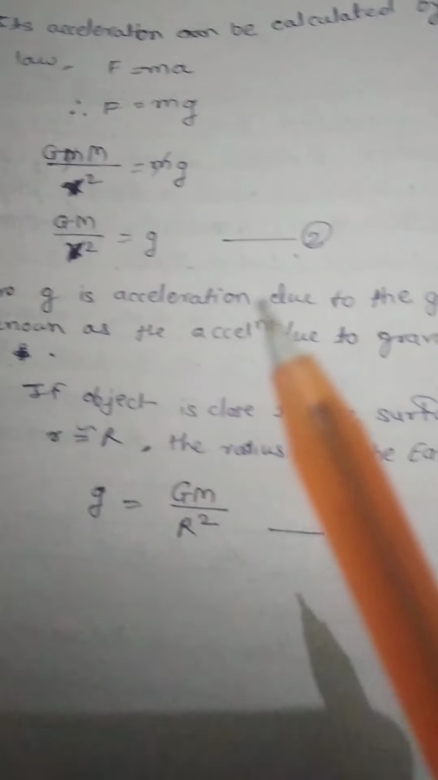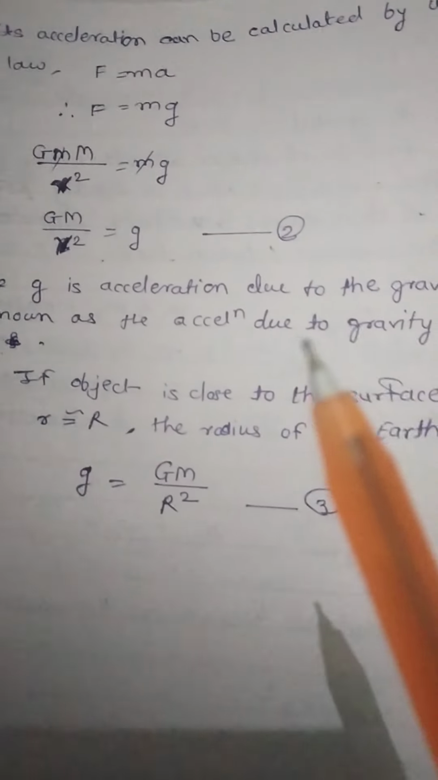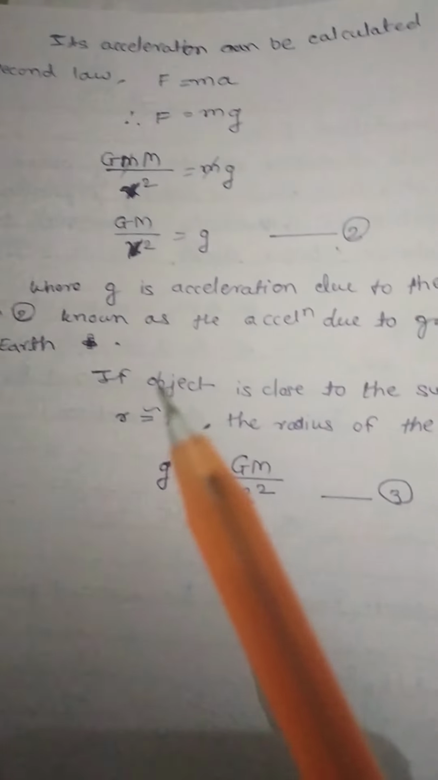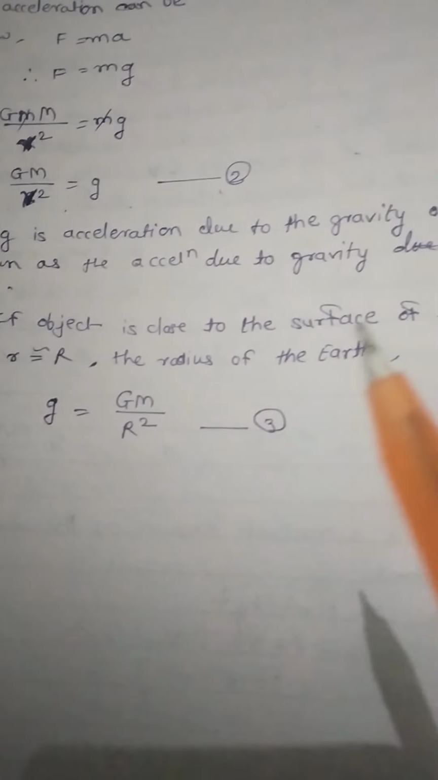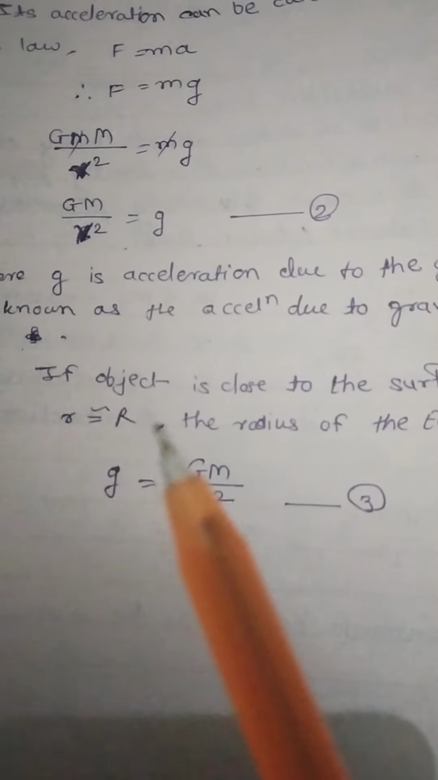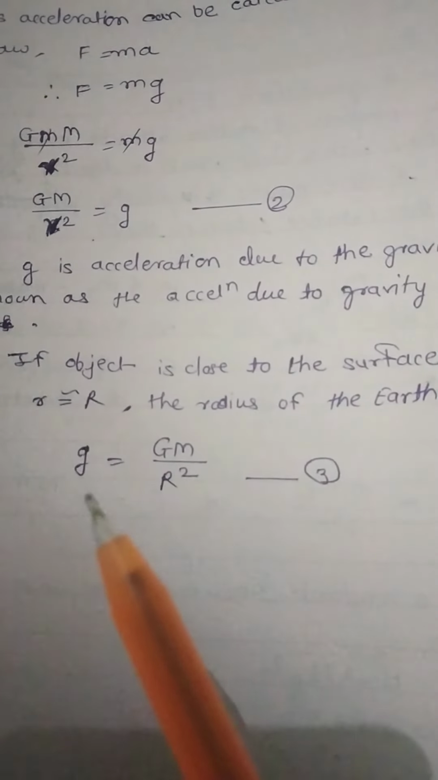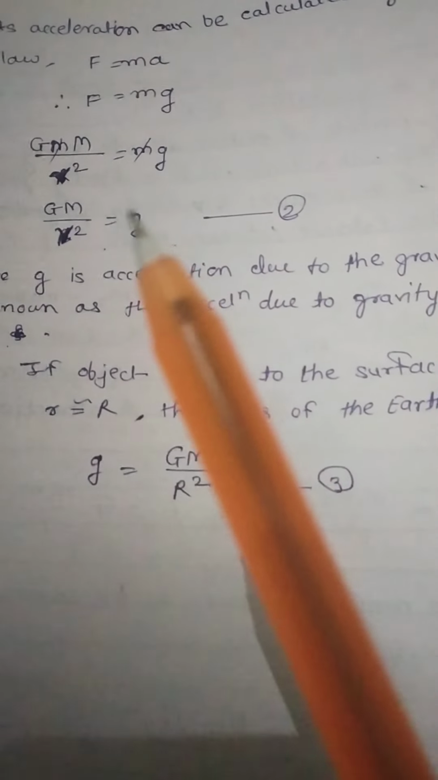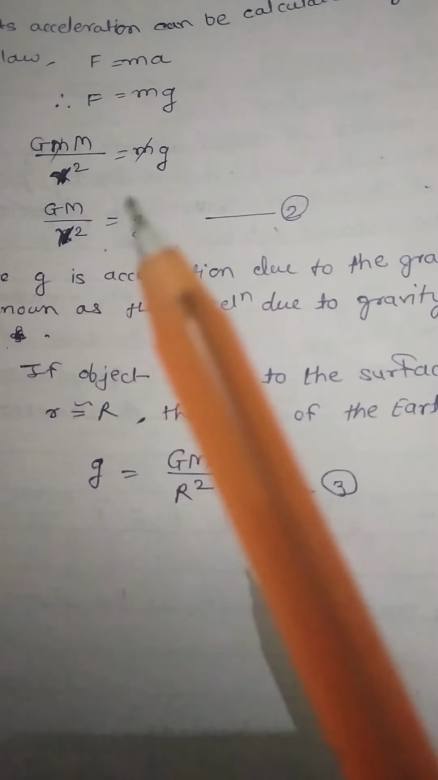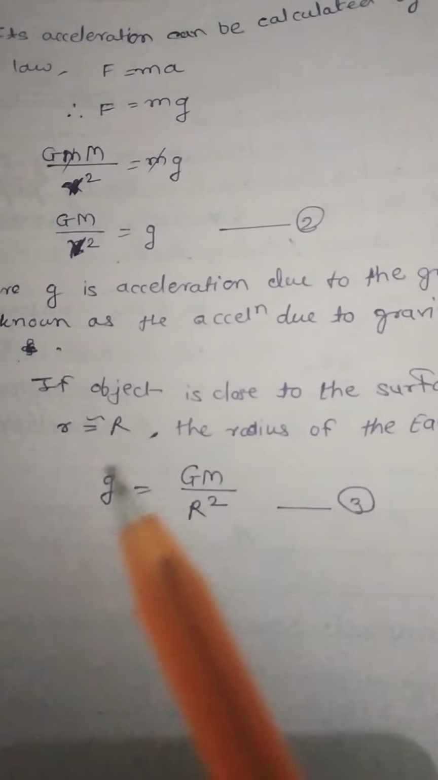Here g is the acceleration due to gravity of the earth, and equation 2 is known as the acceleration due to gravity of the earth. If the object is close to the earth's surface, then small r is nearly equal to capital R, because R is the radius of the earth. So small g, the acceleration due to gravity, from equation 2 becomes GM/R². This is equation number 3, and this shows the acceleration due to gravity.